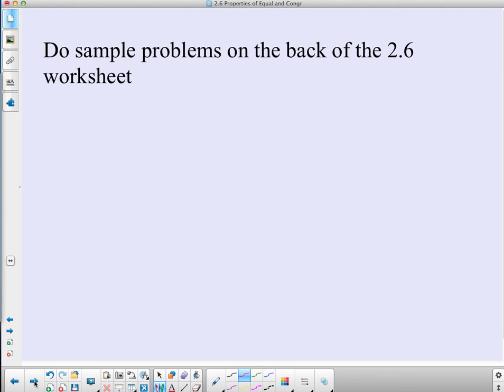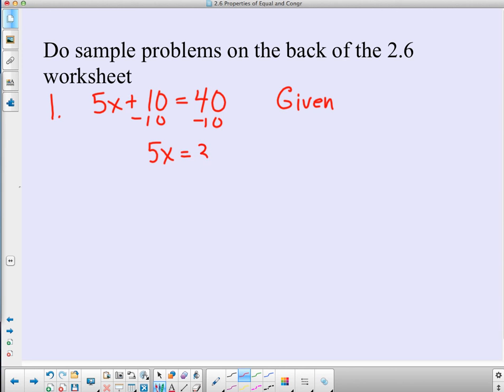Number one said, and this is what you would have for your answer, 5x plus 10 equals 40. What's your support for that? Where did I get this from? Given. It was just given. Now think, what would I do? Subtract. Okay, so we're going to subtract from each side and get 5x equals 30, and what's the reason? Subtraction property of equality.